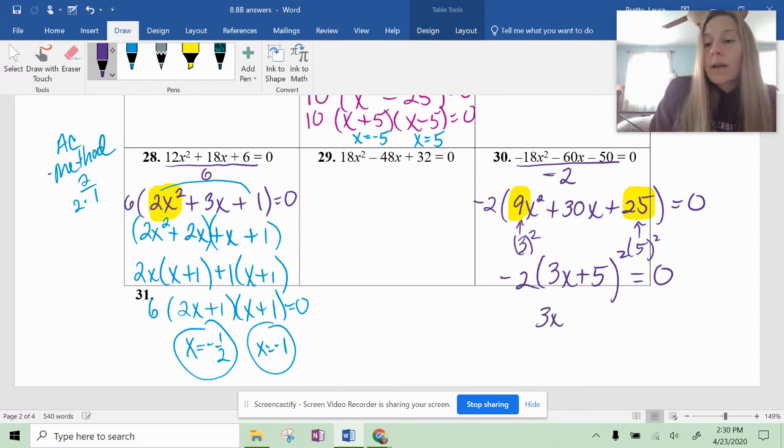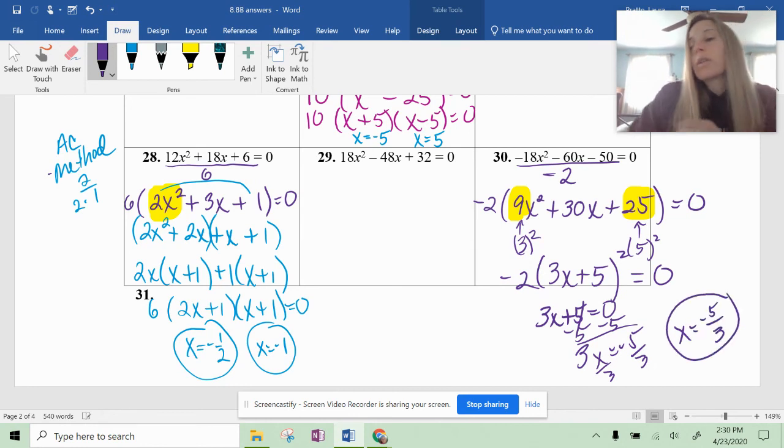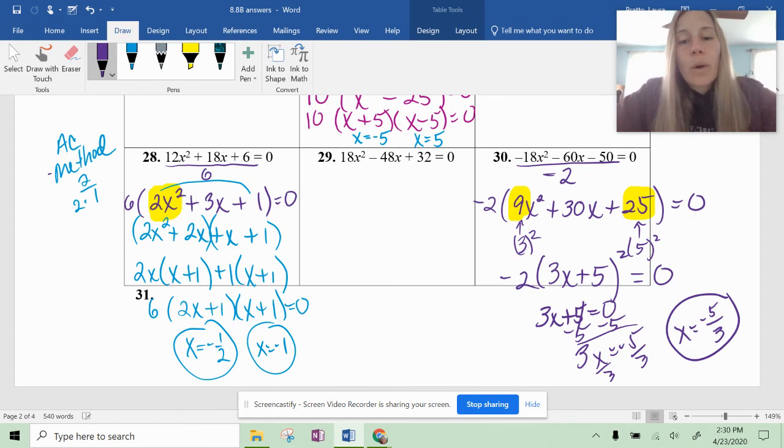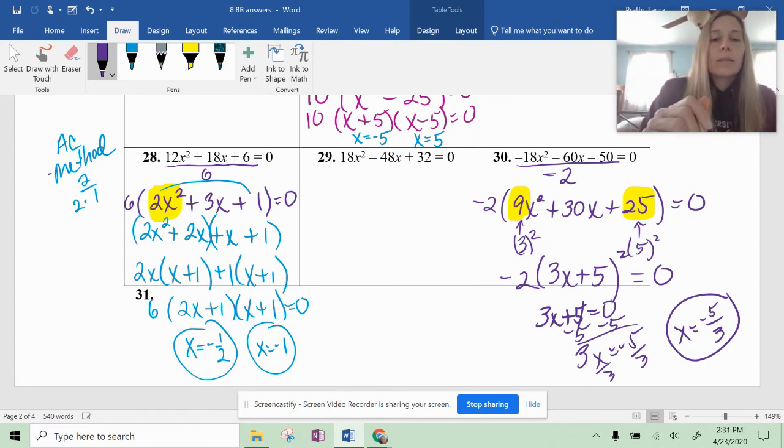Then I just have to find that one solution. So subtracting 5. And then I end up with x equals -5/3. So there's only one solution there because you would get the same thing twice. And I guess, let's go down to the word problems real quick.